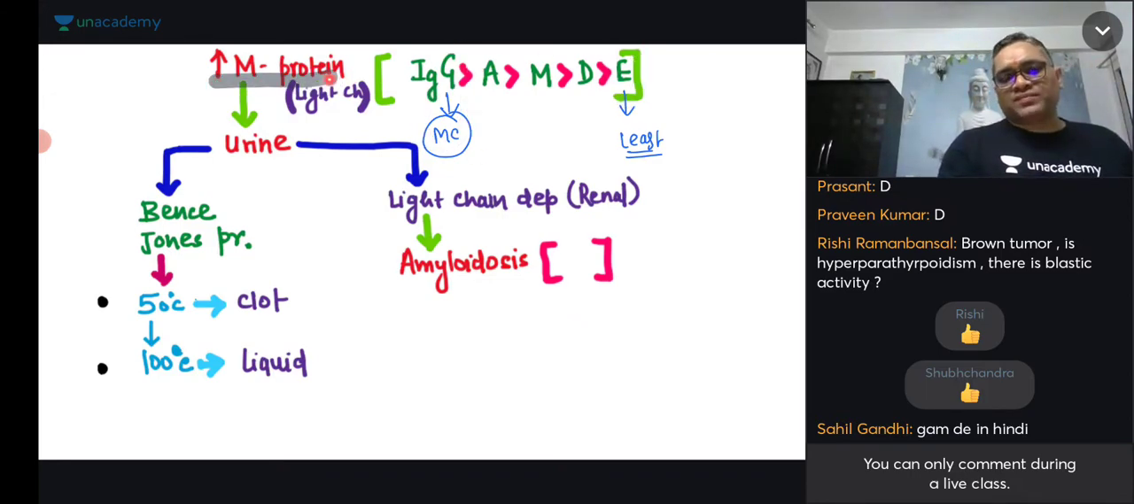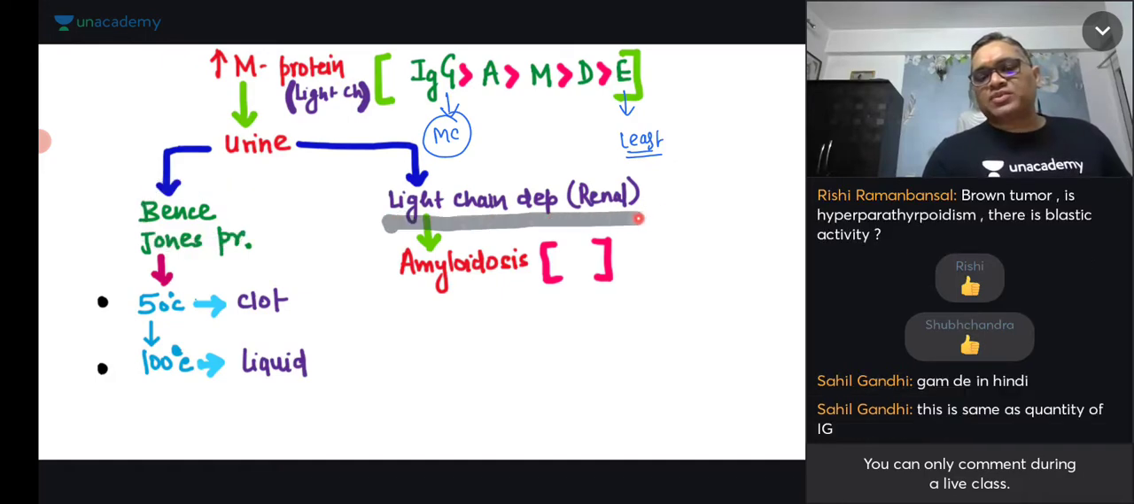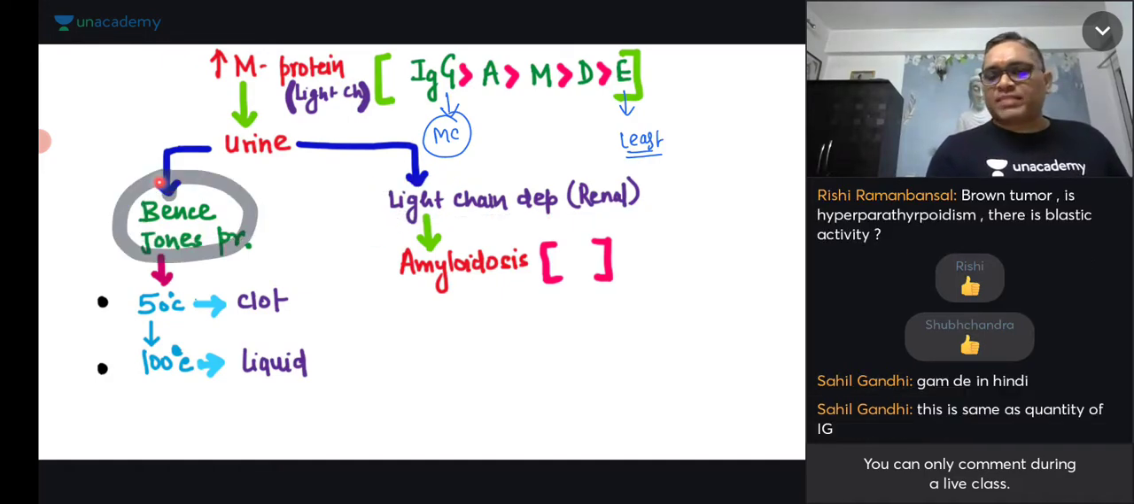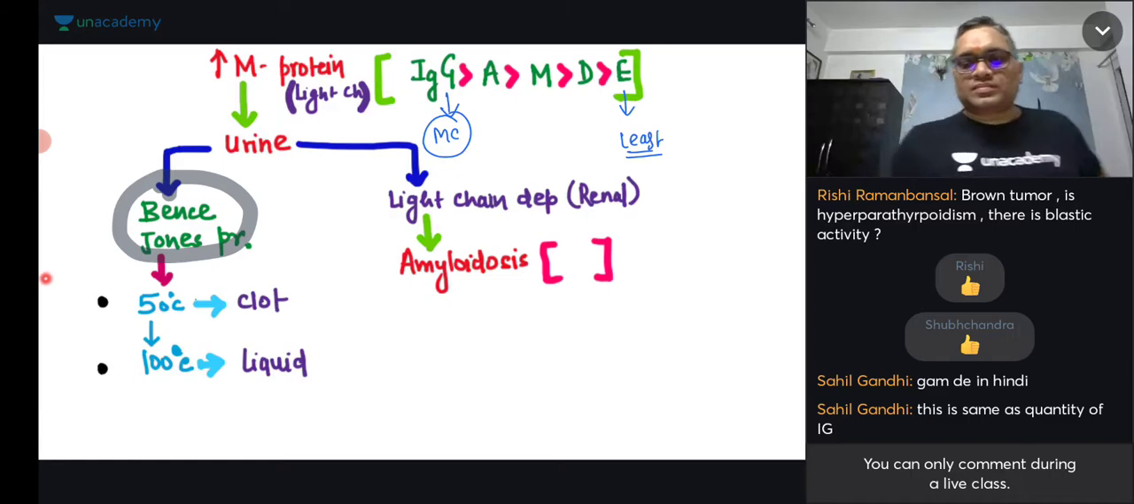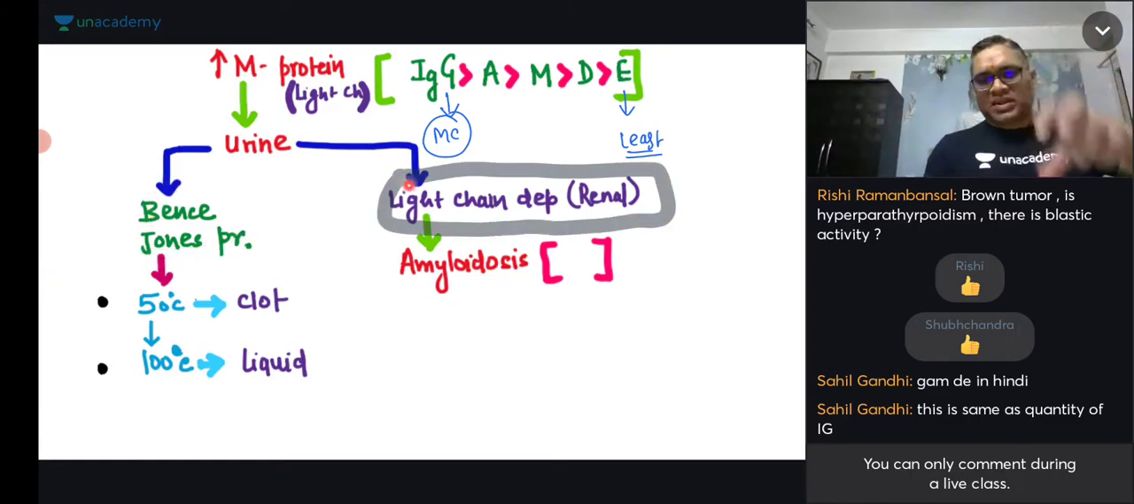Now this M protein, which is the light chain protein or monoclonal protein, will come into the urine. And in urine they will have two presentations: either Bence Jones protein, or they will form light chain deposition in the renal parenchyma. So either they will pass through the urine as Bence Jones, or they will form a complex and be deposited over the renal parenchyma, causing damage.